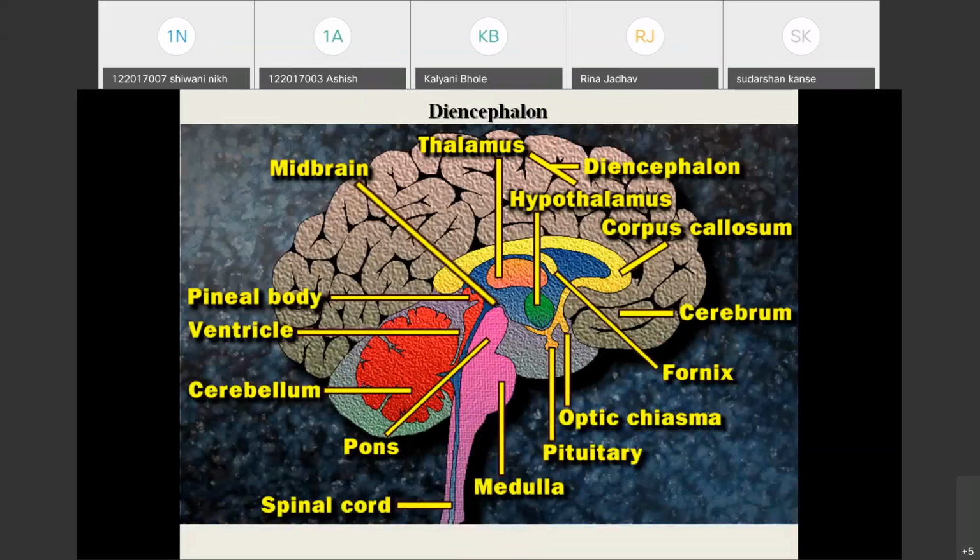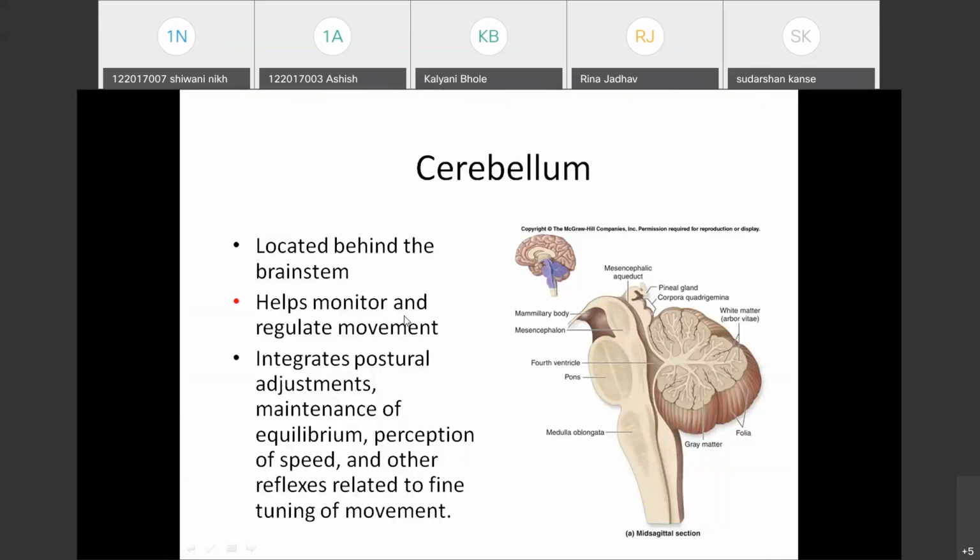So this is the picture, again with different colors and all. It is located behind the brainstem. It helps monitor and regulate movement. It integrates postural adjustments and maintenance of equilibrium, or perception of speed and other reflexes related to fine tuning of the movement. So basically the cerebellum takes care of the movement, monitors, and regulates the movement.